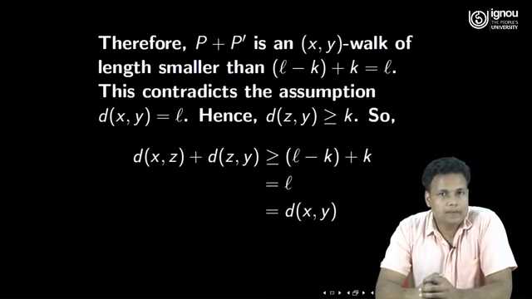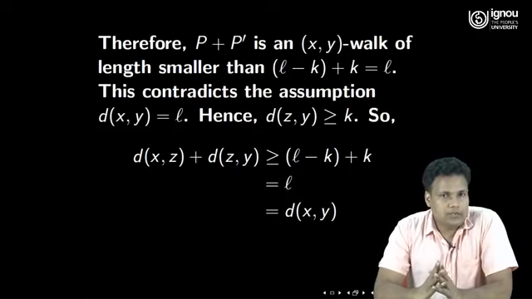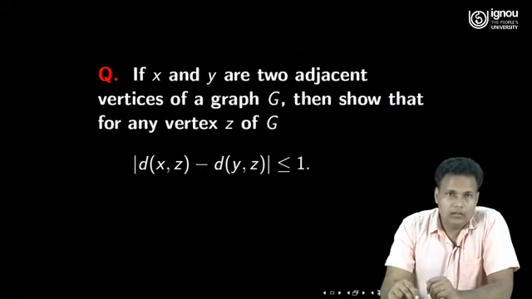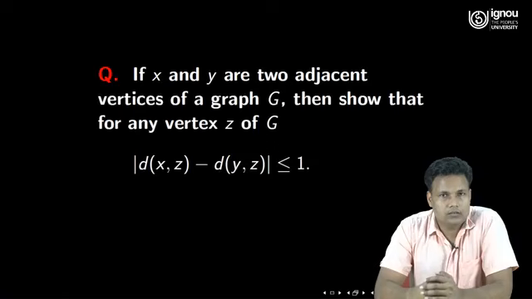Now the result follows from here easily. We have the distance between x and z plus the distance between z and y, which is at least L minus k plus k, which is equal to L, and which is equal to dxy. So this completes the proof. So these are the three basic properties we have seen, which are satisfied by a distance function on a graph. Let's now look at some questions.